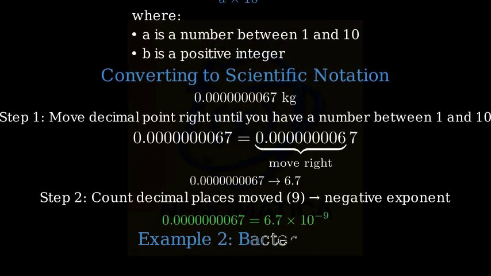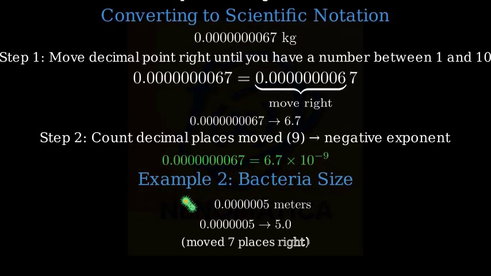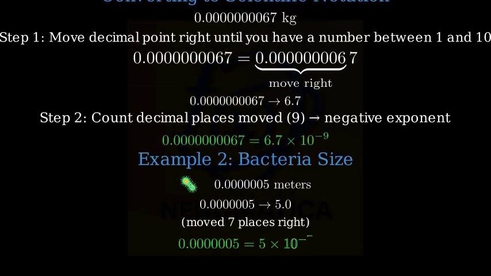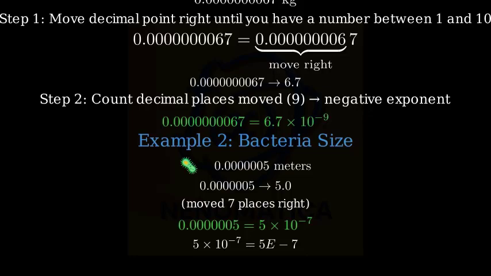Let's try another example. The size of a bacteria might be about 0.000005 meters. Moving the decimal point 7 places to the right gives us 5. So the scientific notation is 5 times 10 raised to the power of negative 7. This can also be written as 5e negative 7, where e stands for exponent.